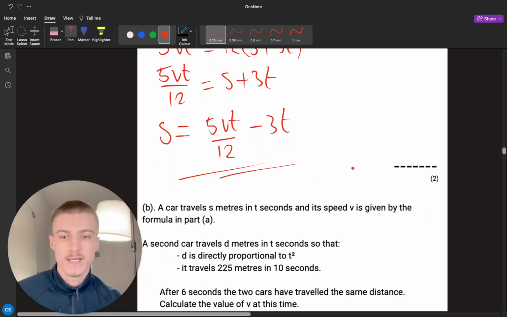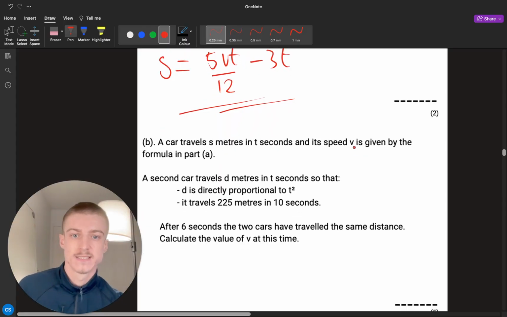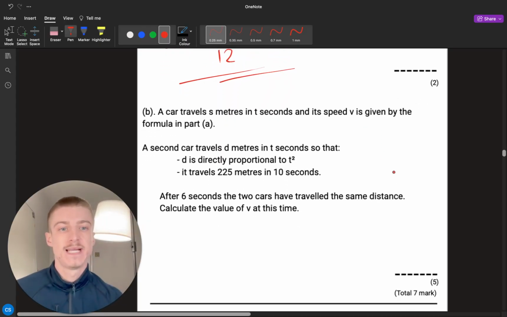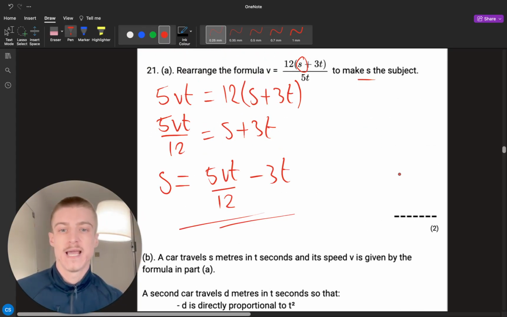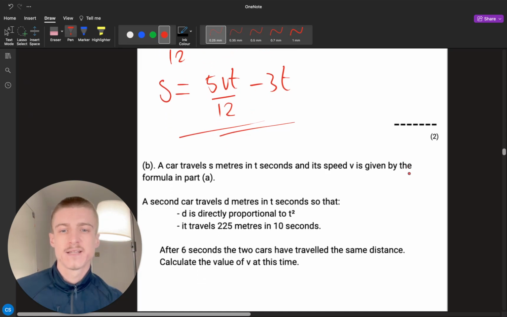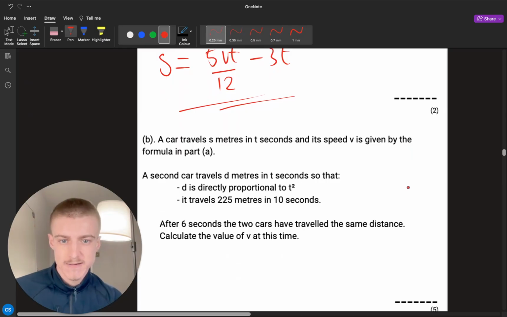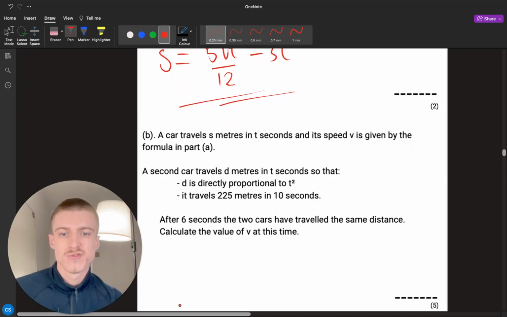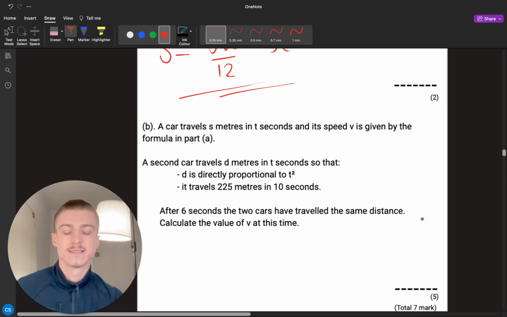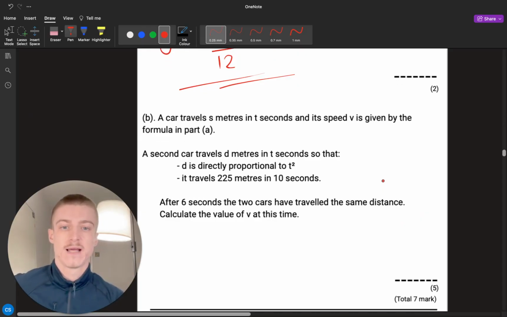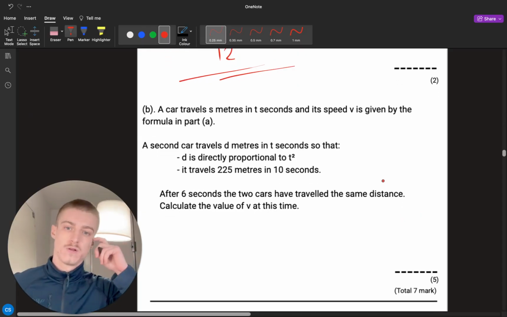Okay, part B. A car travels s meters in t seconds, and its speed v is given by the formula in part A. A second car travels d meters in t seconds, so that d is directly proportional to t squared, and it travels 225 meters in 10 seconds. After 6 seconds, the two cars have traveled the same distance. Calculate the value of v at this time. Okay, what is this telling us?